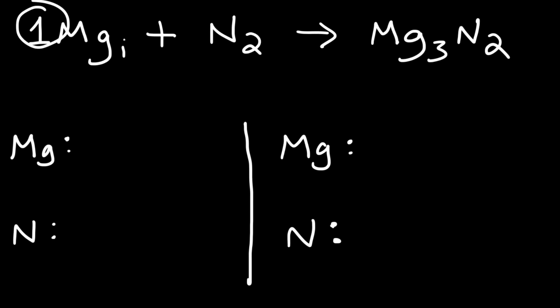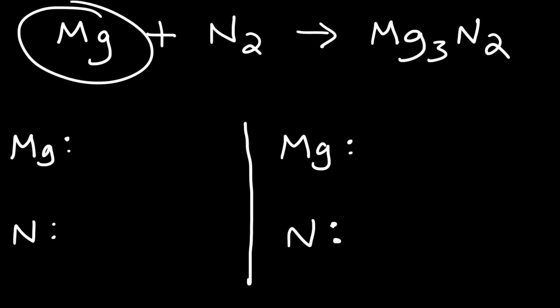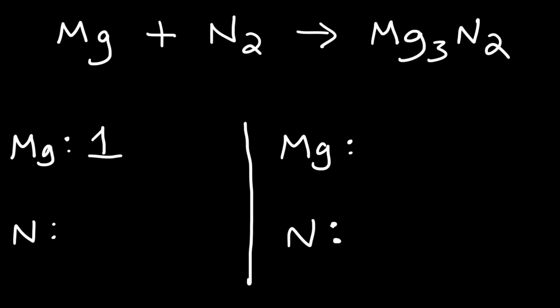So what you do is you multiply these two numbers. 1 times 1 gives you 1. But intuitively, if you don't see anything, you know that you have one magnesium atom on the left side. Now, how many nitrogen atoms do we have on the left side? Well, we have a coefficient of 1 and a subscript of 2. So 1 times 2 is 2. So there are 2 nitrogen atoms on the left side. On the right side, the coefficient is 1 as well. So 1 times 3 is 3, which means that we have 3 magnesium atoms and only 2 nitrogen atoms. 1 times 2 is 2.